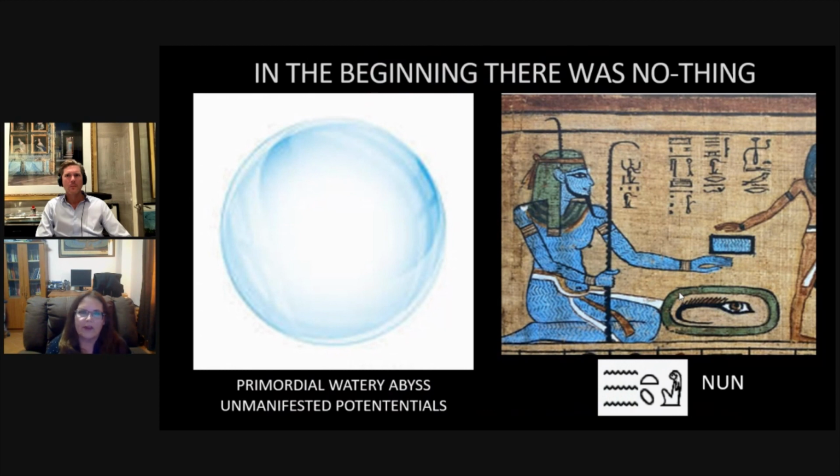So we promised in the beginning. So here it is. In the beginning, there was no thing, nothing. Just Nun. Primordial waters of Nun. A primordial watery abyss. Unmanifested potentials. It's basically just consciousness itself. And that image of Nun on the right is that same image from the first slide. He is just watery waveform, right? We called that Maya, the illusion, right?